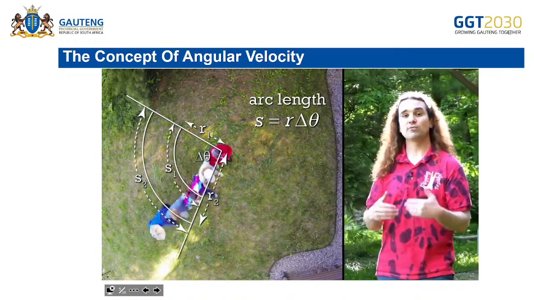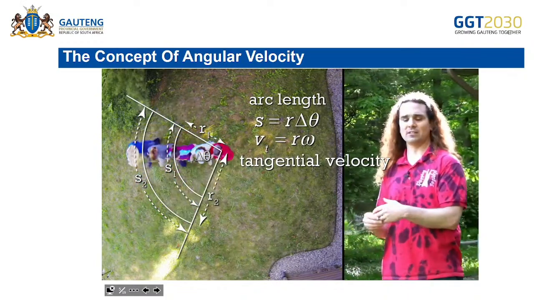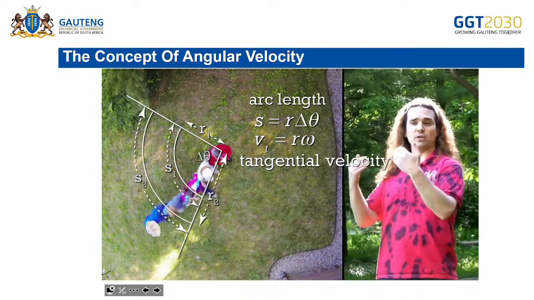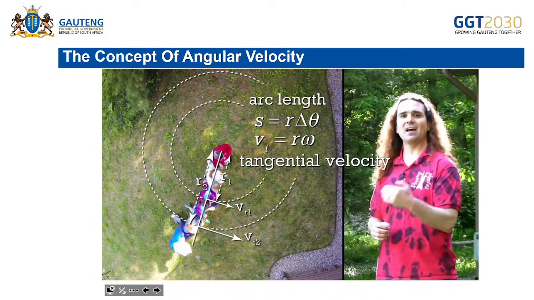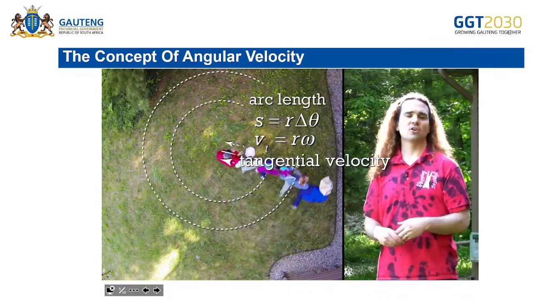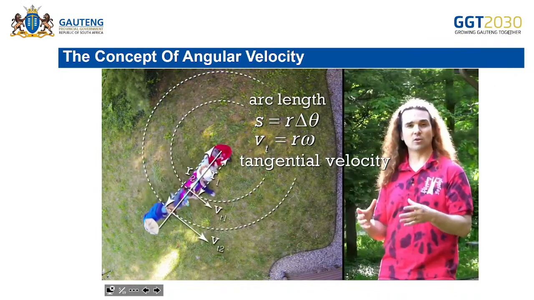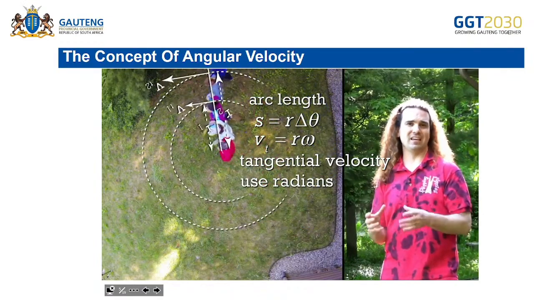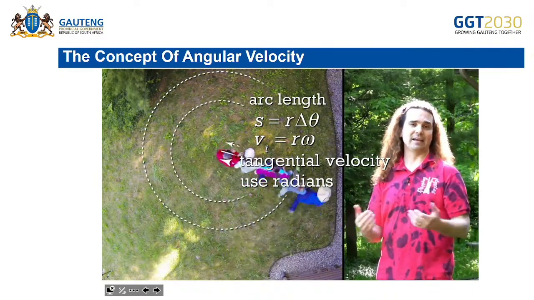Again, with an increased radius, we have an increased arc length. The arc length equation equals radius times the change in angular position. We also have an equation for tangential velocity: v sub t equals r times omega. The tangential velocity equals the radius times the angular velocity. With an increased radius, we have an increased tangential velocity. And remember, just like the arc length equation, you need to use radians, so that angular velocity needs to be in radians per second.